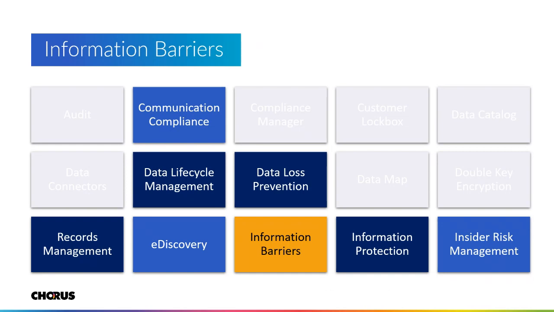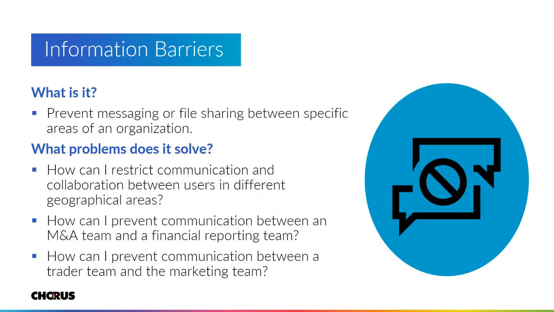Okay, next on the list is information barriers. So information barriers is all about preventing messaging or file sharing between specific areas of an organization. So this is typically important in some financial industries where there are regulatory obligations to stop communication between certain areas of a business. So this is all about how you restrict communication and collaboration between users in different geographies or between various teams who might have conflicts of interest.